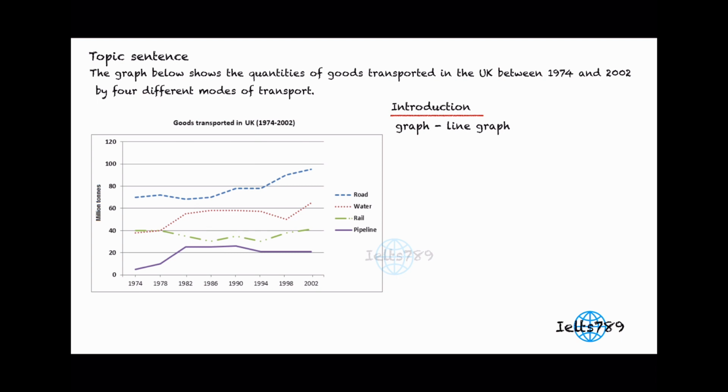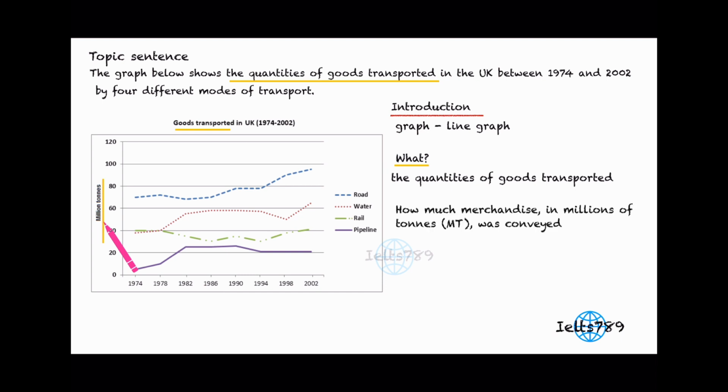As we answer the questions, please follow the pink pen and the notes as they appear on the screen. Let's start answering the what question. What does the line graph show? Well, the topic sentence says, the graph below shows the quantities of goods transported. This information is also on the title of the graph. It is on the y-axis as well. So, we can paraphrase the quantities of goods transported to how much merchandise in millions of tons was conveyed.